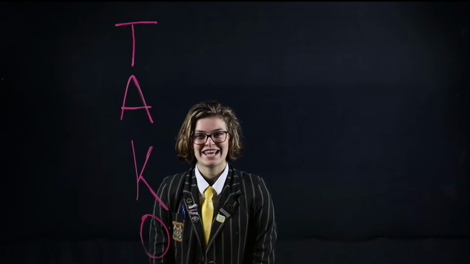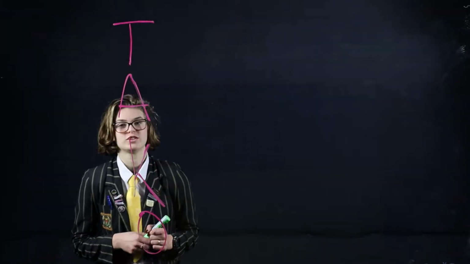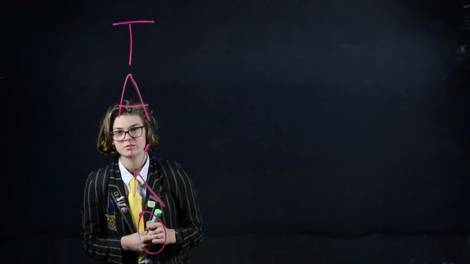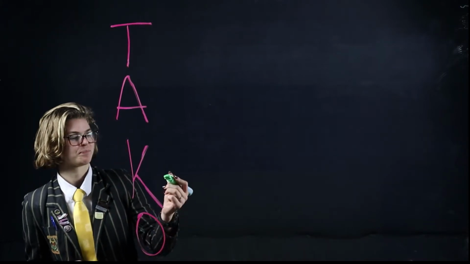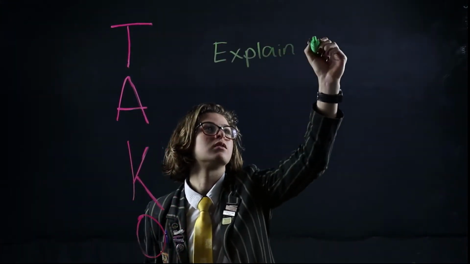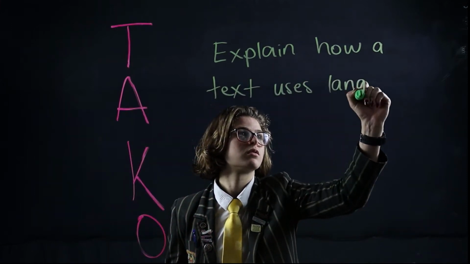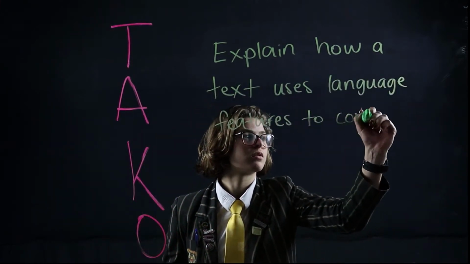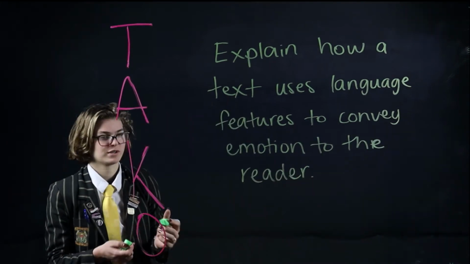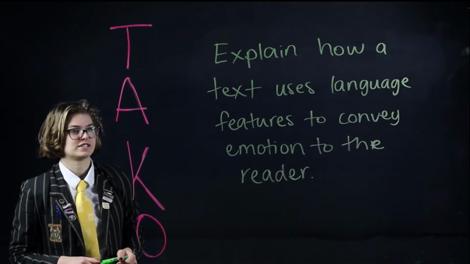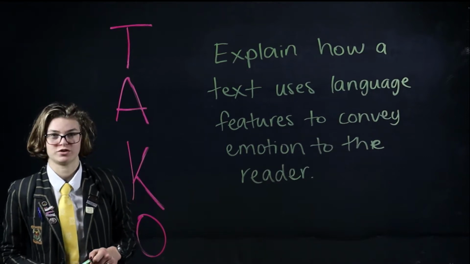Hi guys, my name's Anna and today we're going to be learning how to write an introduction using the TAKO structure for an essay. So today we're going to be using an example question which might be something similar to what you would see on an NCEA external exam. And there is our question: Explain how a text uses language features to convey emotion to the reader.